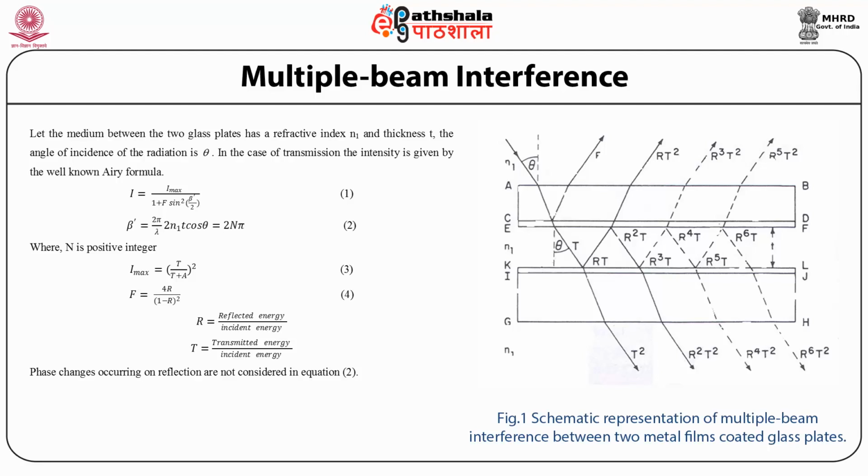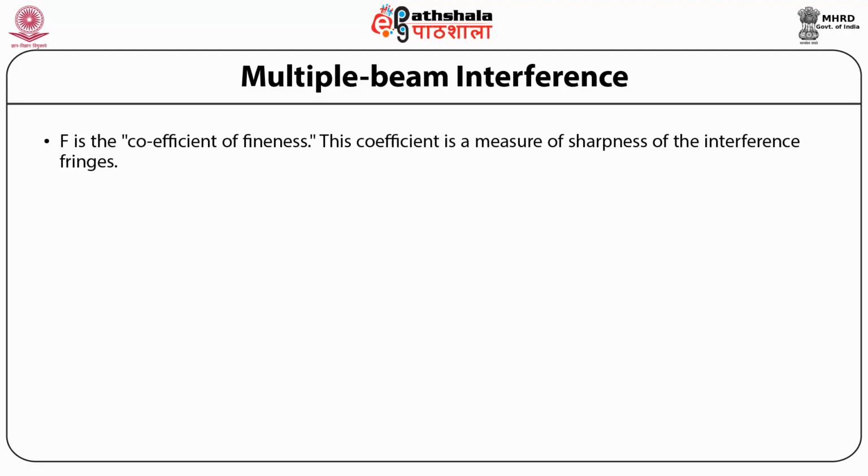T is the ratio of transmitted energy to the incident energy. Phase changes occurring on reflection are not considered in equation number 2. F is the coefficient of fineness. This coefficient is a measure of sharpness of the interference fringes.